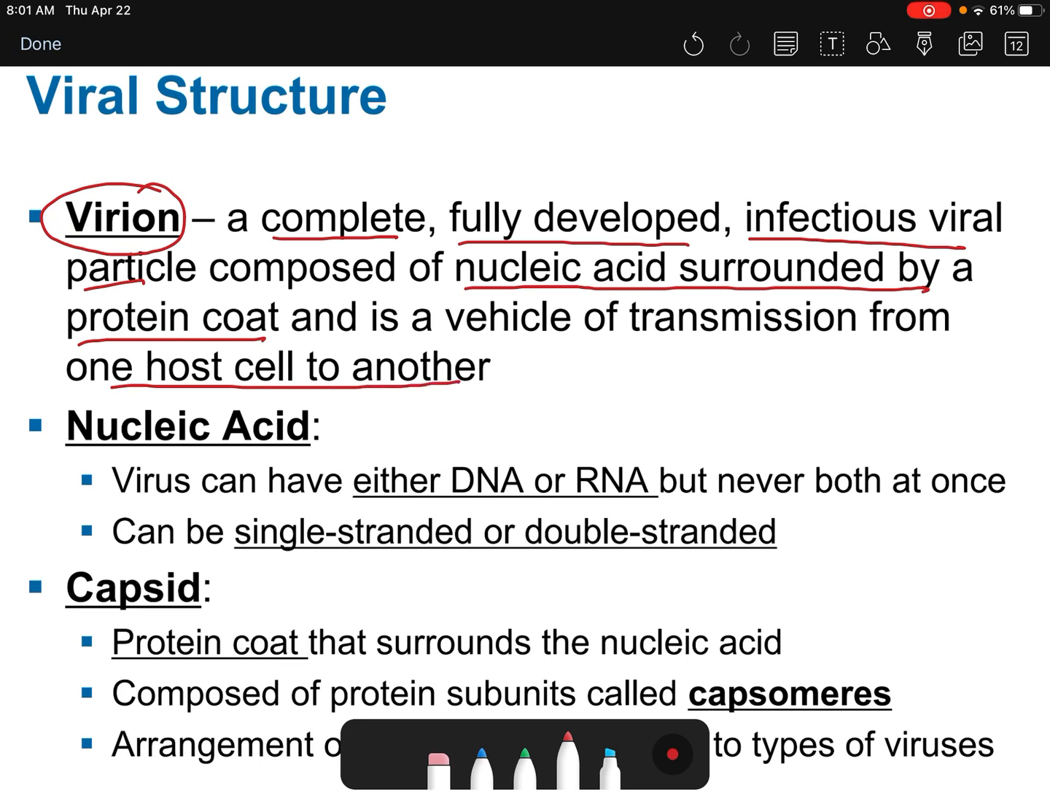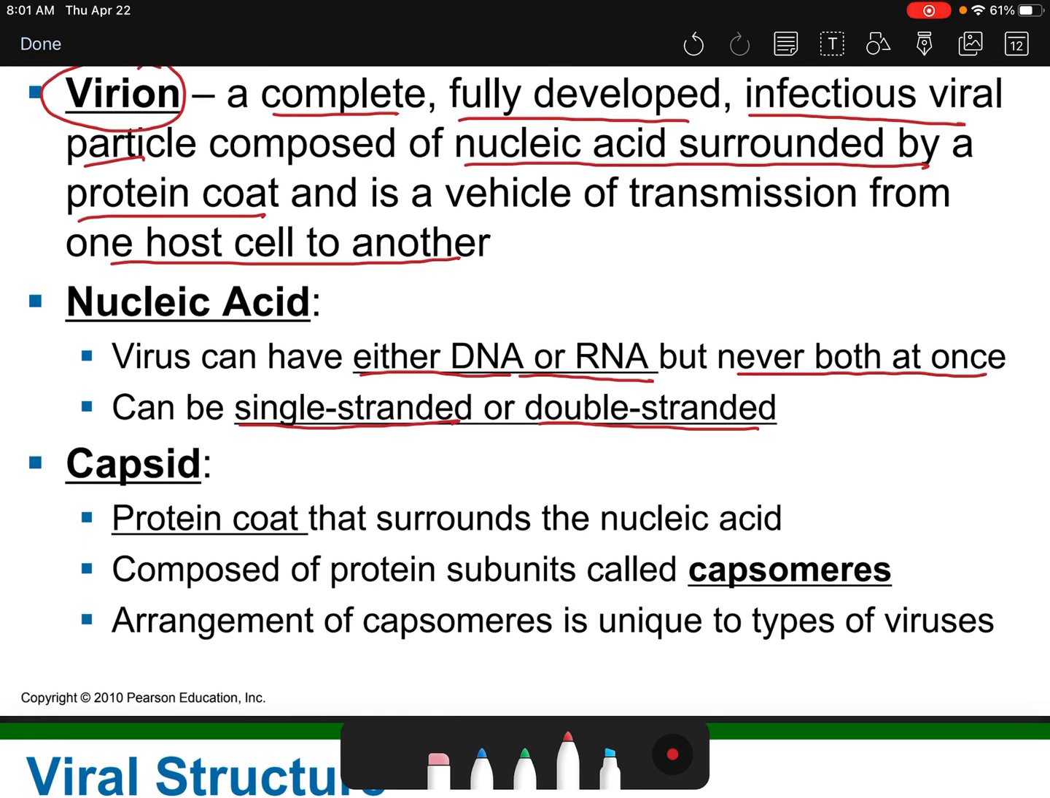The nucleic acid, like I said, has to be either DNA or RNA, but it can never be both at once. They can't have both like we can in our cells. The other unique thing is they can be single-stranded or double-stranded. So you could have single-stranded DNA or double-stranded DNA, single-stranded RNA or double-stranded RNA. That's a little bit different from our DNA and RNA because we have double-stranded DNA and single-stranded RNA.